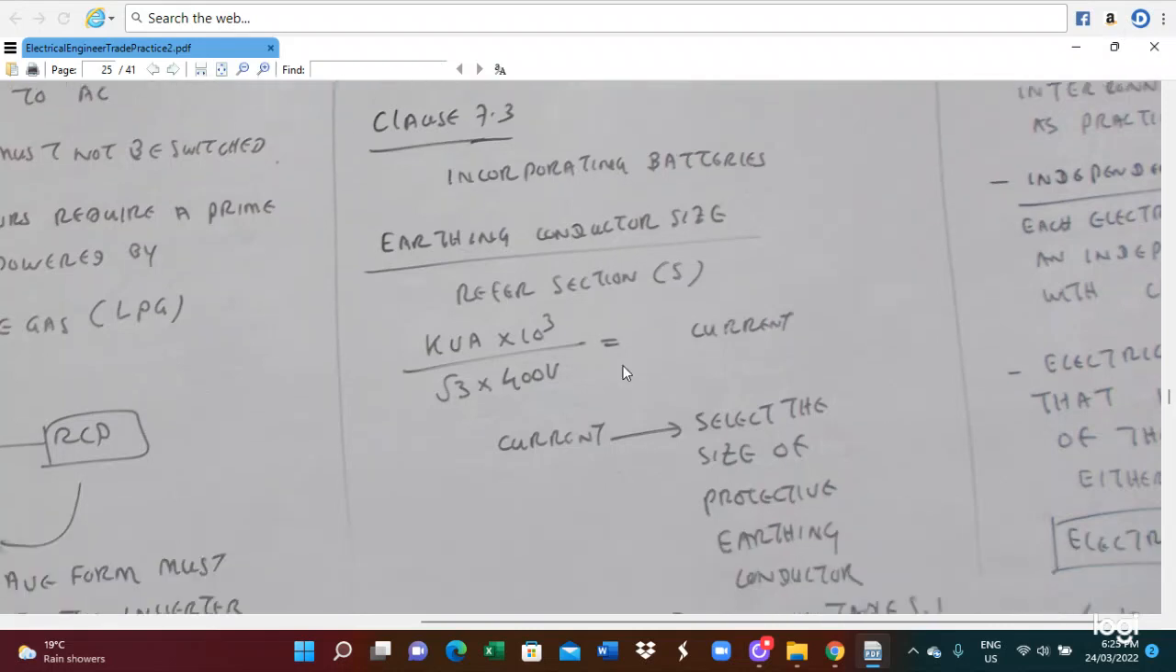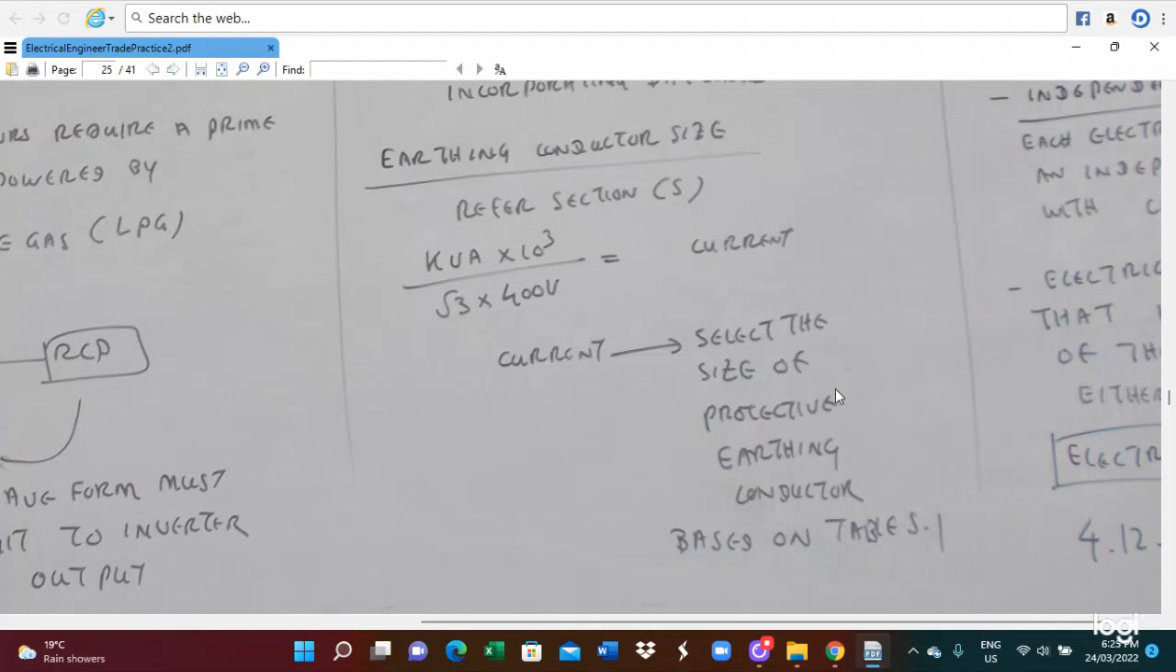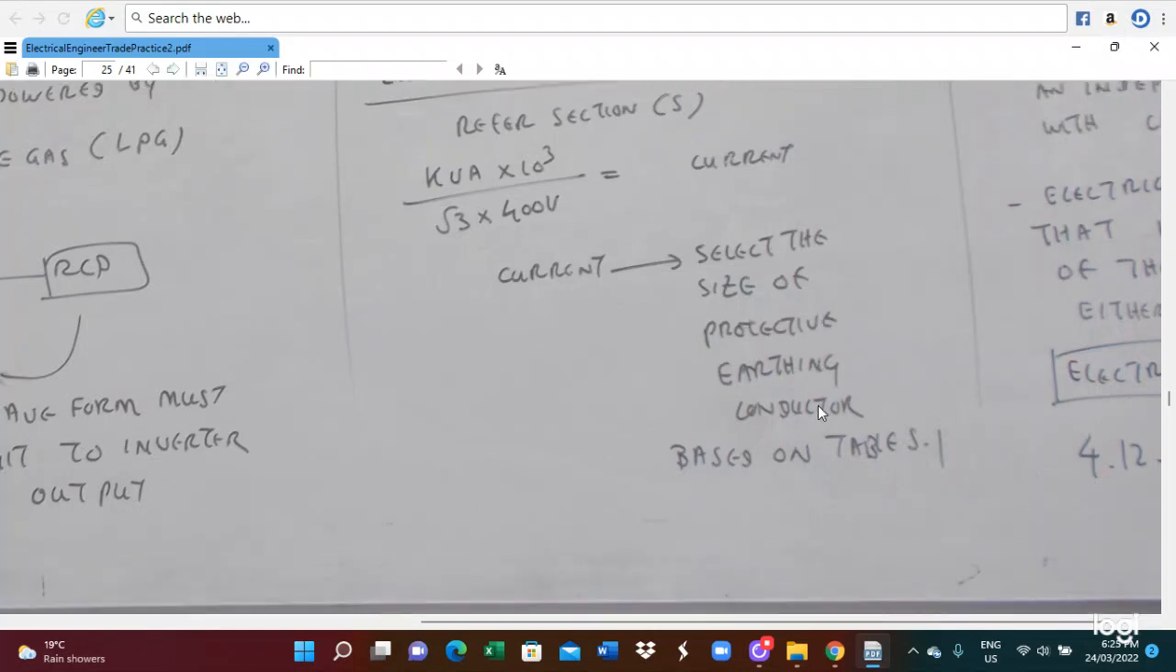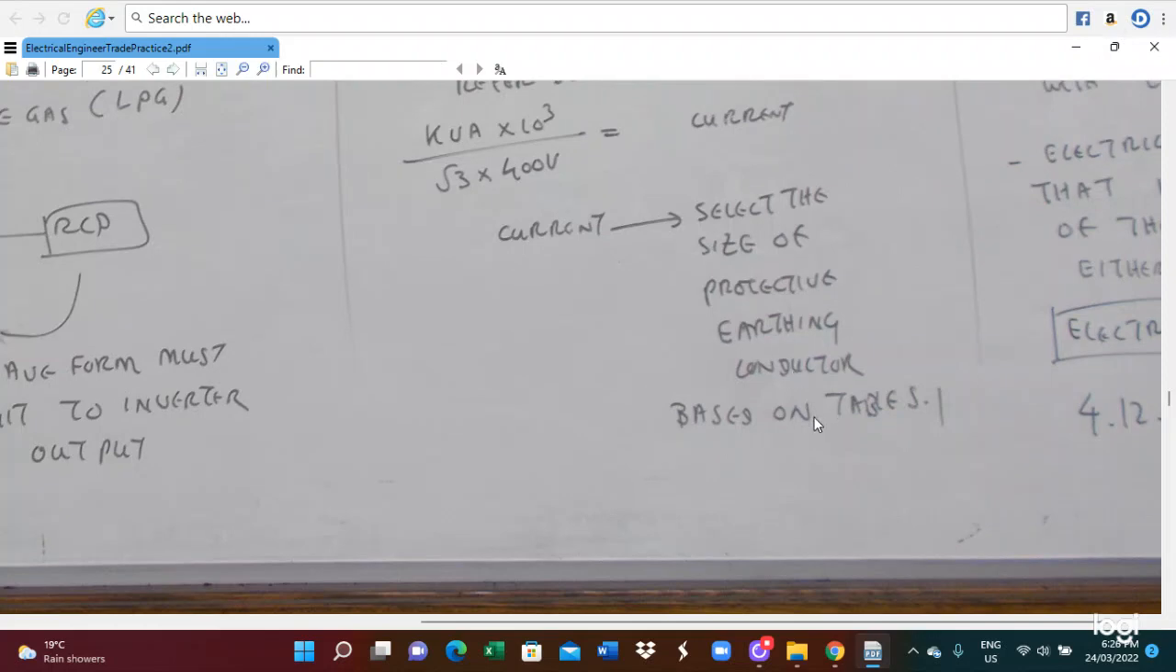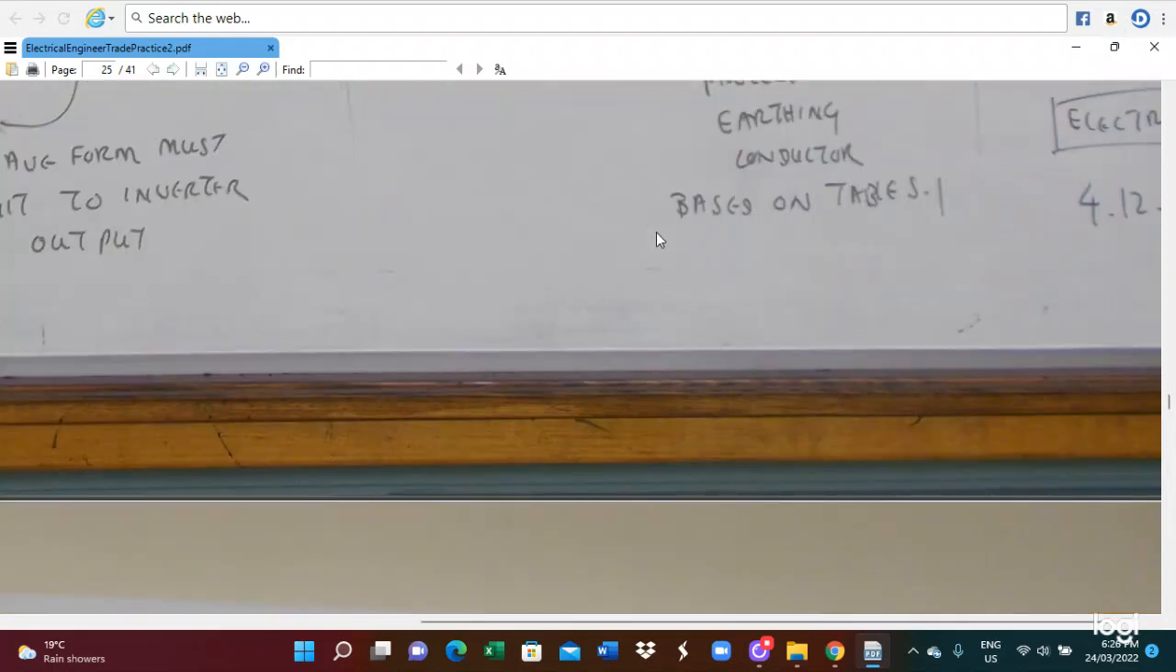In addition, we must refer to section 5. In this case, using the formula kVA times 10 to the power 3 divided by root 3 times 400 volts, we get the current. Using the current, we need to select the size of the protective device. So in this case, we might utilize table 5.1.